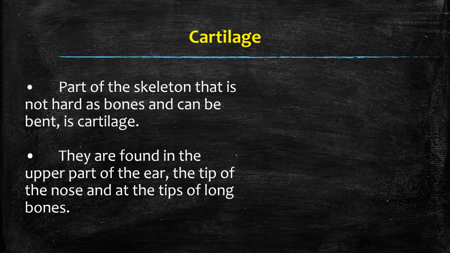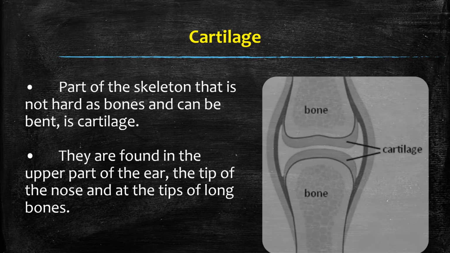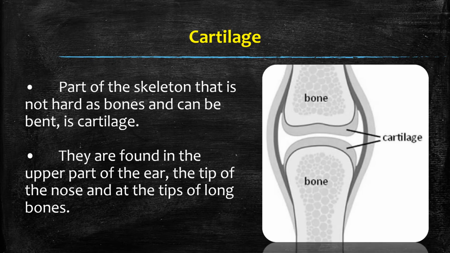Next point is cartilage. Part of the skeleton that is not hard as bones and can be bent is cartilage. Look at the figure. In between two bones, you can see some space there, and that is nothing but cartilage. Look at the figure, you will come to know what is cartilage. They are found in the upper part of the ear, the tip of the nose and at the tips of long bones.